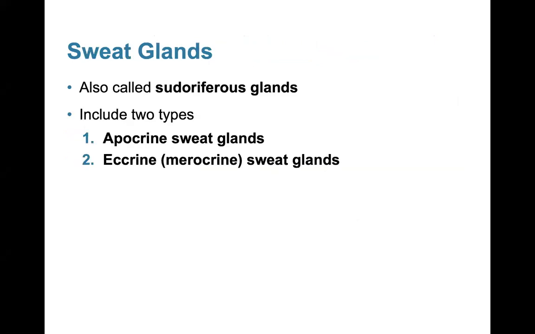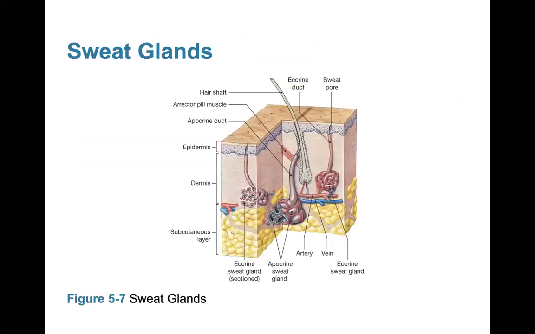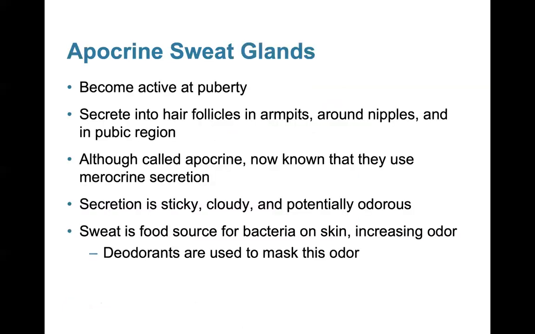Your sweat glands, on the other hand, are called sudoriferous glands, and this includes 2 types: apocrine or eccrine, or another term for eccrine is merocrine sweat glands. Here we can see the sweat gland right here, and we can see the little duct, and then we see the pore where the sweat would be released on the surface of the skin.